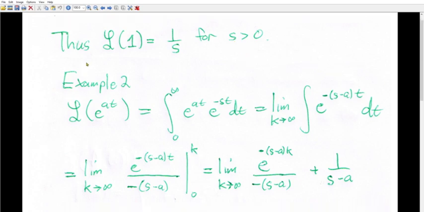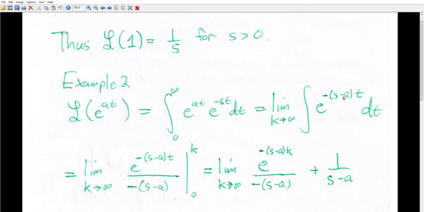Okay, so example number 2, let's Laplace transform e to the at. So again, it is the integral from 0 to infinity of e to the at times e to the minus st dt, limit as k goes to infinity of, and now I'm going to combine these two, and you're going to see that I actually like this minus out in front. So I'm going to write this as e to the minus (s minus a)t. So what you've got here when you multiply this out is e to the minus st times e to the at, which is what I've got right here.